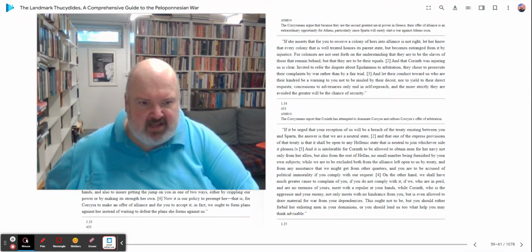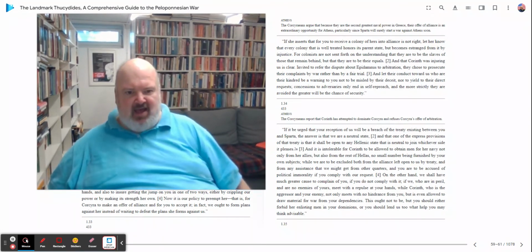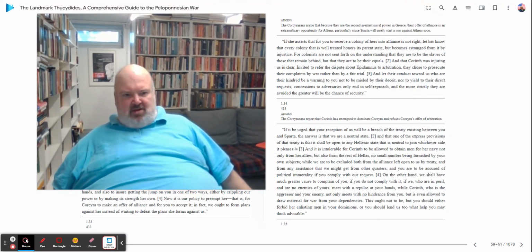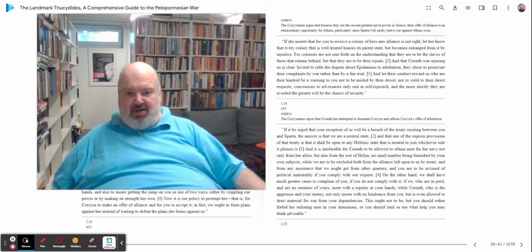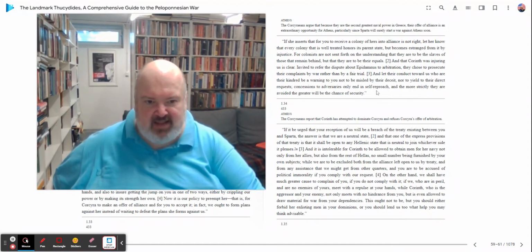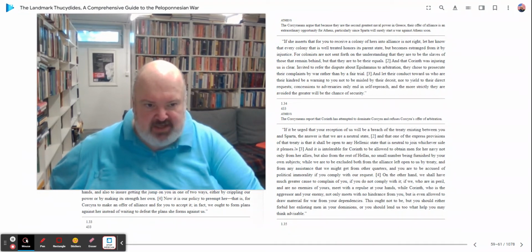And that Corinth was injuring us is clear. Invited to refer the dispute about Epidamus to arbitration, they chose to prosecute their claims by war rather than by fair trial. Let their conduct towards us, who are their kindred, be a warning to you not to be misled by their deceit, nor to yield to their direct requests. Concessions to adversaries only end in self-reproach, and the more strictly they are avoided, the greater will be the chance of security.